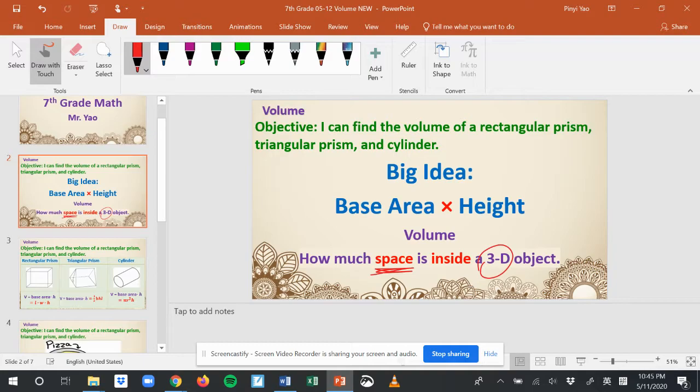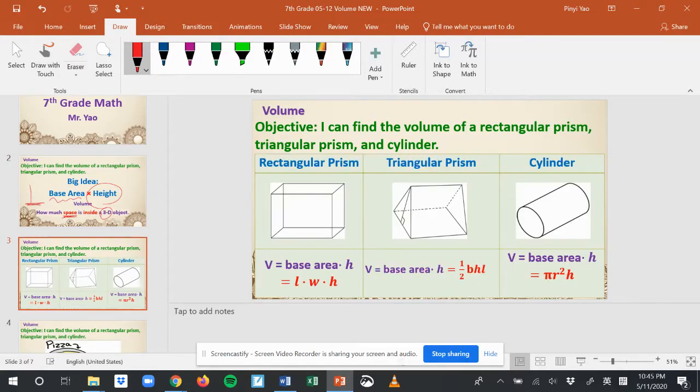So the big idea for today's lesson is you would always use the base area. Everything has a base, and then there's a height, so times the height. All the shapes that we deal with are going to have a base and a height. Now let's have a look at these three shapes.